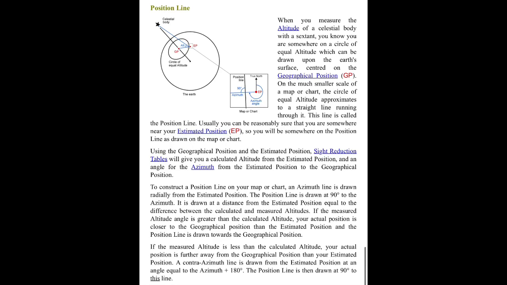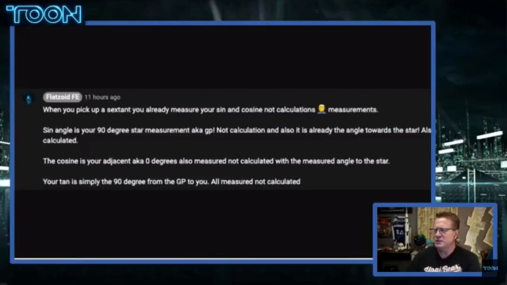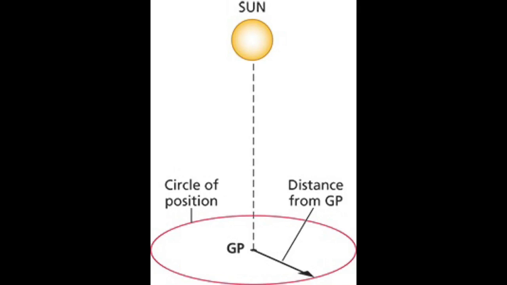What did you just say? Is your 90-degree star measurement, aka GP. No, it's not. Okay, let's look at another one.